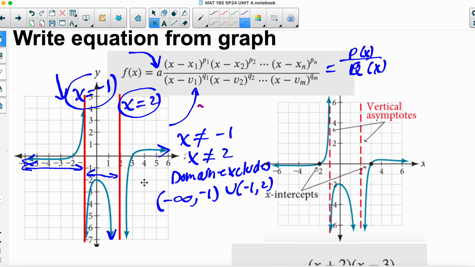My function is plunging down there. And then it picks back up here at 2 and keeps going to infinity. So I've got -∞ up till -1. This bit here is -1 to 2. And this little bit here goes from 2 to infinity.